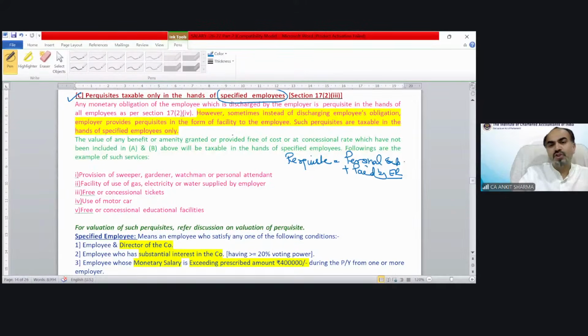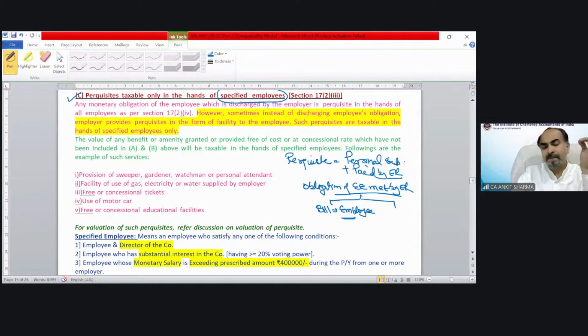So generally, this obligation of employee met by employer is of two types. Generally, in a practical sense, very simple thing to understand, it would be two types. Either the bill will be in the name of employee. Like in electricity, if I am working in some organization and I am living in my house, so the electricity bill would be in my name. And if employer decided to pay that electricity bill, that would be this first case. That if any bill is in the name of employee and that has been paid by employer, that is a kind of perquisite.